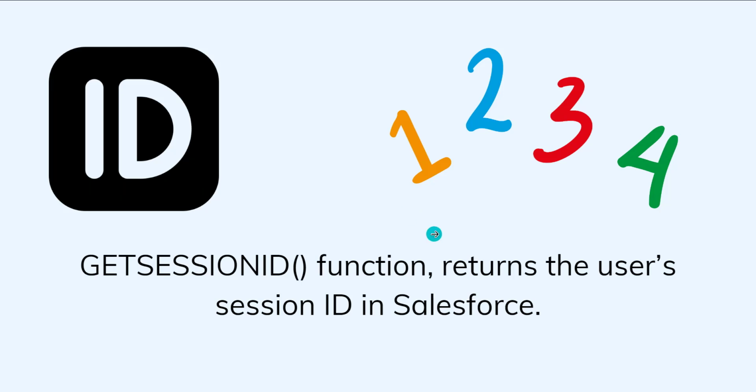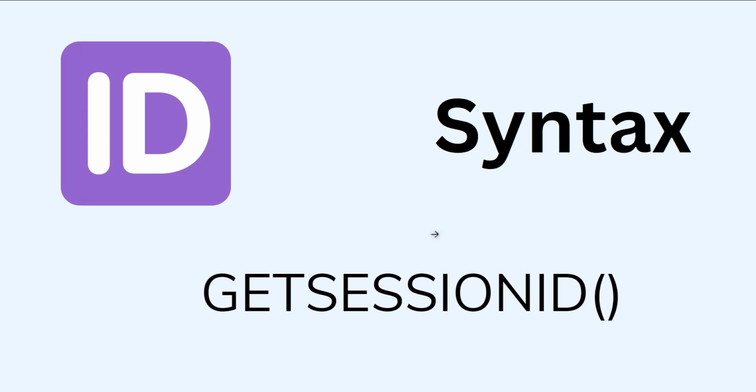The syntax of this function is given on your screen. The function does not take any parameter. If you pass a parameter to the function, you will get an error. So let's proceed and see how we can use this GETSESSIONID function in both Salesforce Lightning as well as the classic user interface.